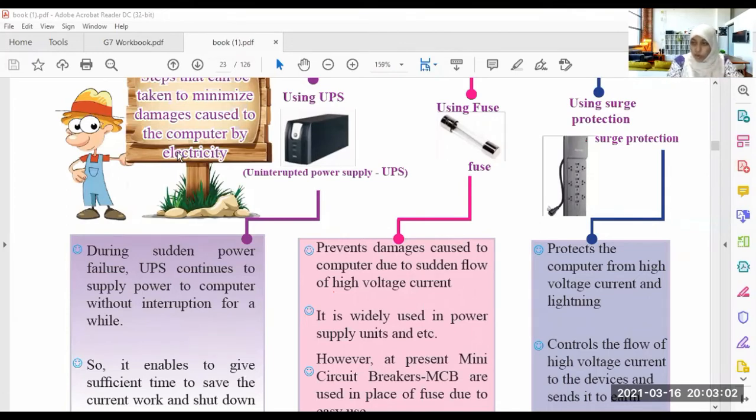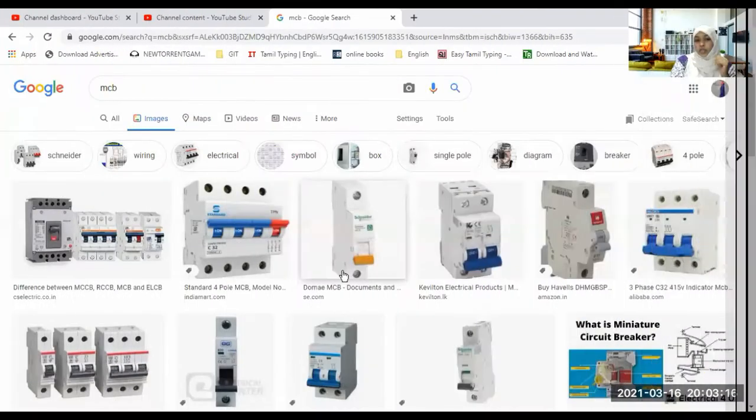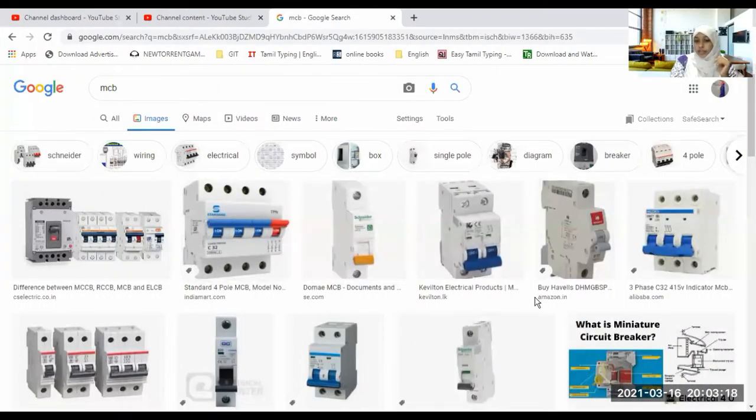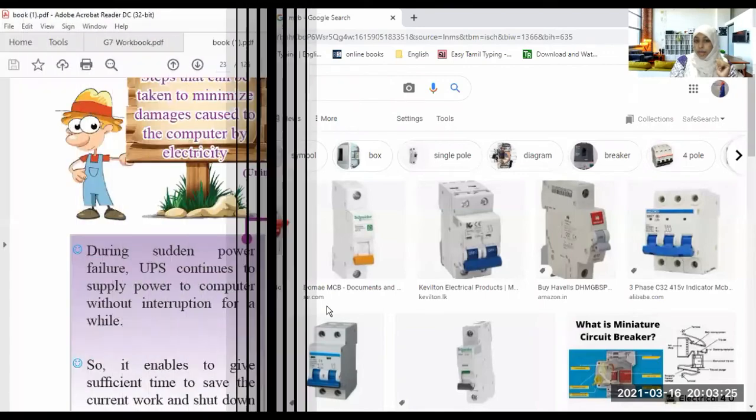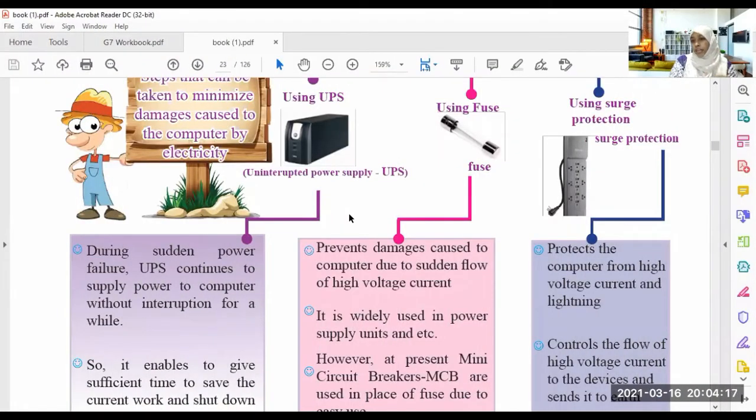And you have seen the MCBs. You have it at your home also. Your houses are using these MCBs also, as well as they use it in the computer laboratory, the MCBs. Next one, using surge protection.